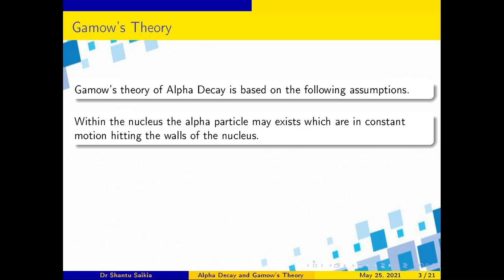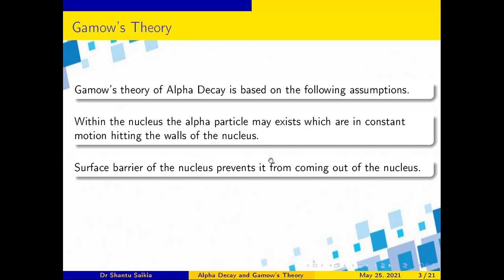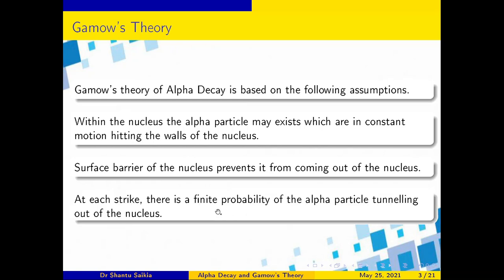So what Gamow said is that within the nucleus, the alpha particle may exist as a single entity, and they are in constant motion inside the nucleus and keep on hitting the walls of the nucleus. However, the surface barrier of the nucleus prevents it from coming out. At each strike, there is a finite probability of the alpha particle tunneling out of the nucleus. This tunneling is the quantum mechanical tunneling process that we are talking about. We'll discuss more about it.